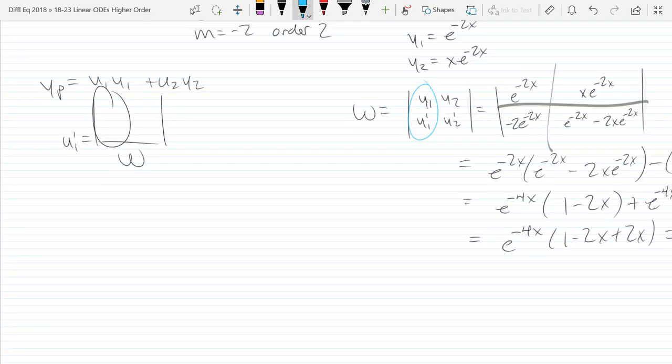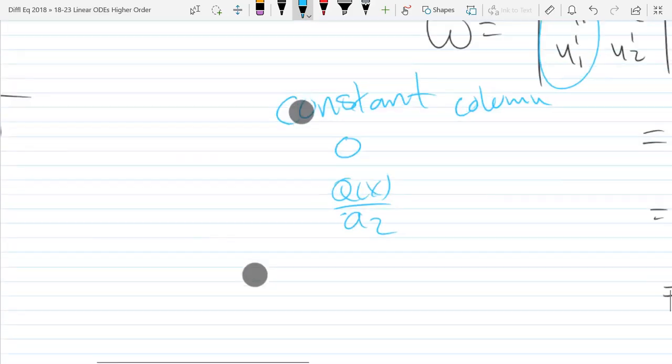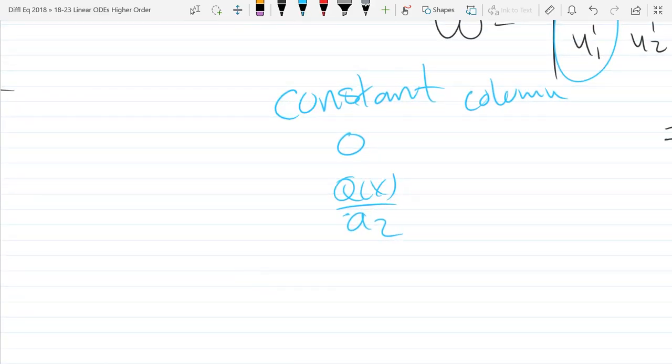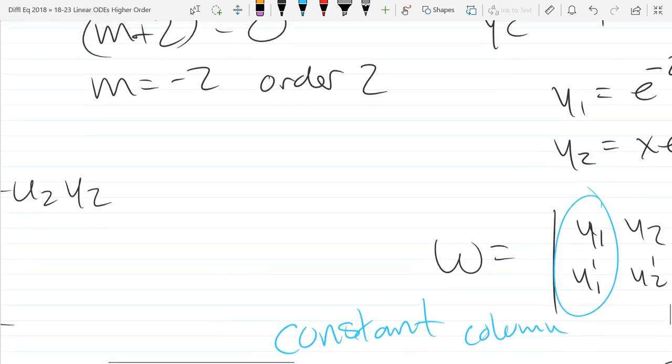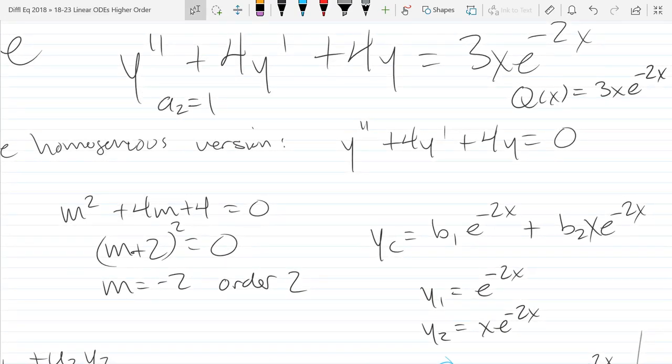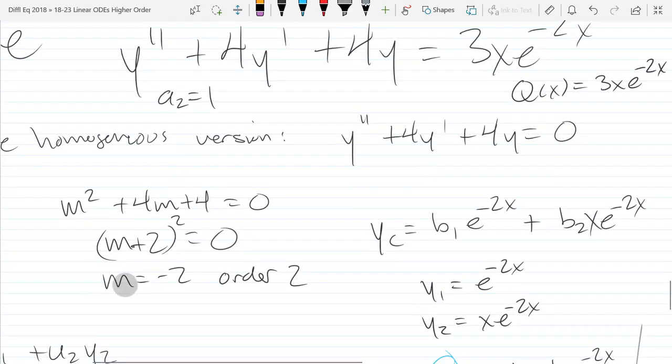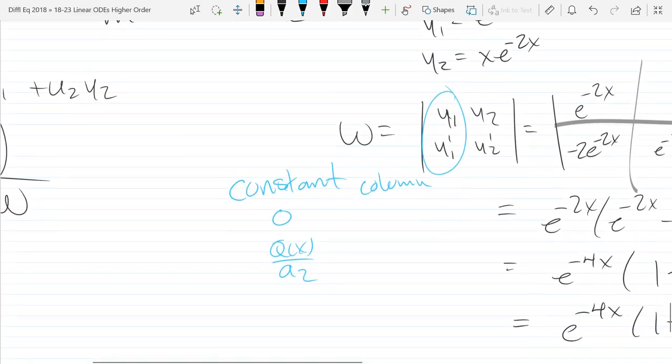So our new constant column, I'll write in blue. Our constant column will go 0, q of x over a2. Our a2 in this example was 1. a2 is the leading coefficient, so it would be the invisible 1 in front of y double prime. So that's our a2, and then our q of x is just 3x e to the negative 2x.